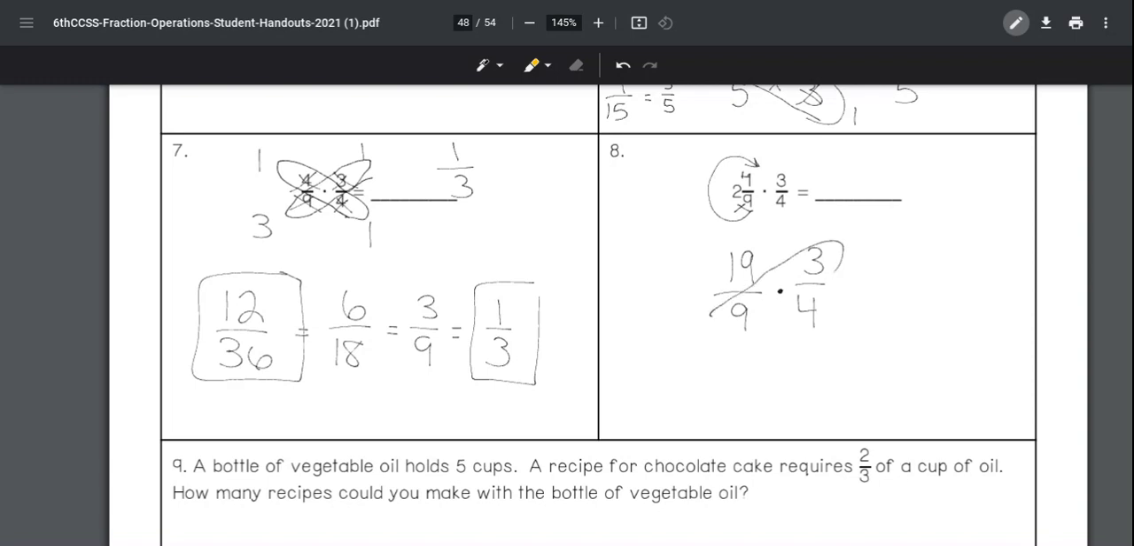But 3 and 9 do. 3 is our common number. How many 3's make a 3? 1. How many 3's make a 9? 3. So multiply your tops. 19 times 1 is 19. 3 times 4 is 12.